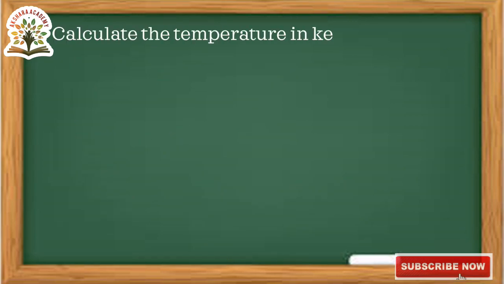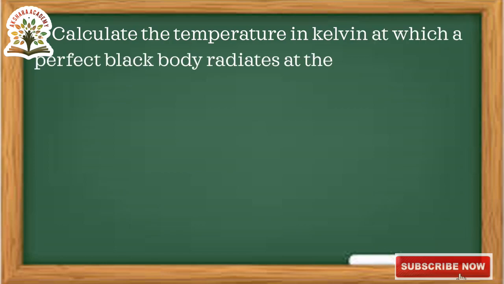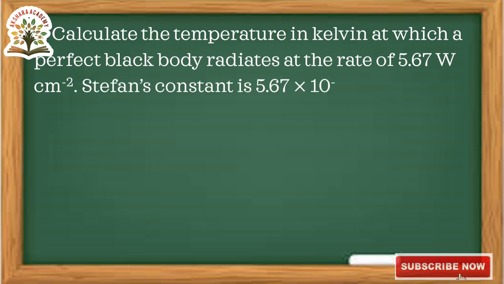Calculate the temperature in Kelvin at which a perfect black body radiates at the rate of 5.67 watt centimeter to the power of minus 2, and the given Stefan's constant is 5.67 into 10 to the power of minus 5 erg second inverse centimeter to the power of minus 2 Kelvin to the power of minus 4. So let us come to the solution.